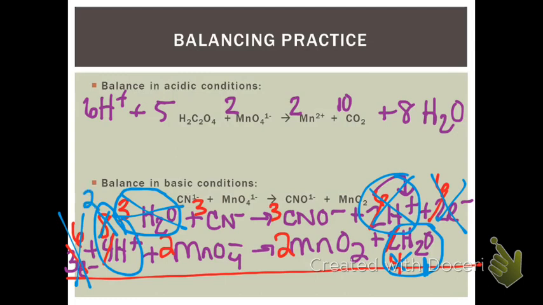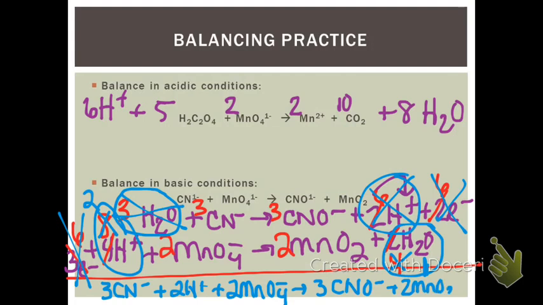And it doesn't look like anything else cancels, so I start to bring down what I have. I have 3 cyanides. I have 2 protons. I have 2 permanganates. And I make 3 CNO minus plus 2 MnO2 plus, I'm running out of room, water.